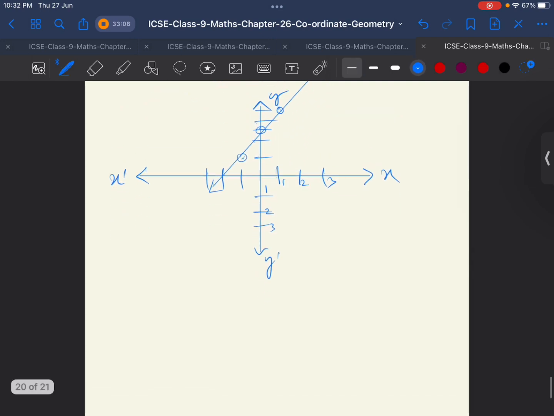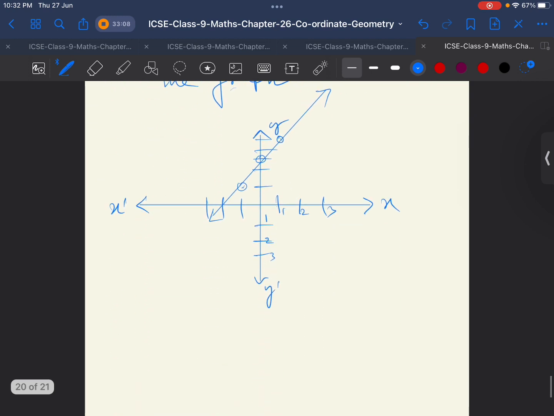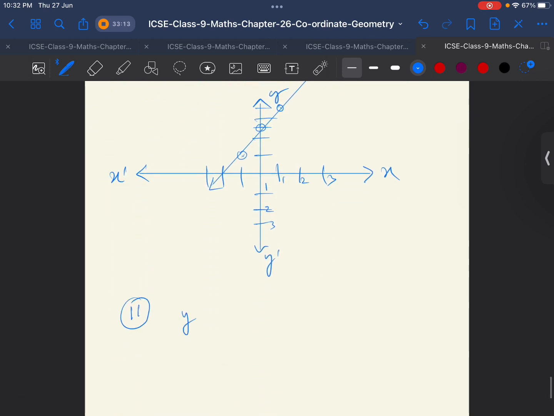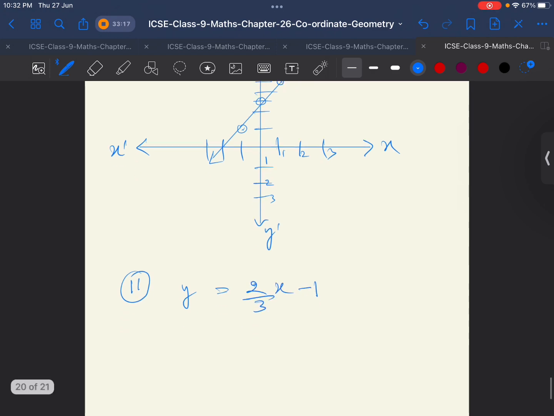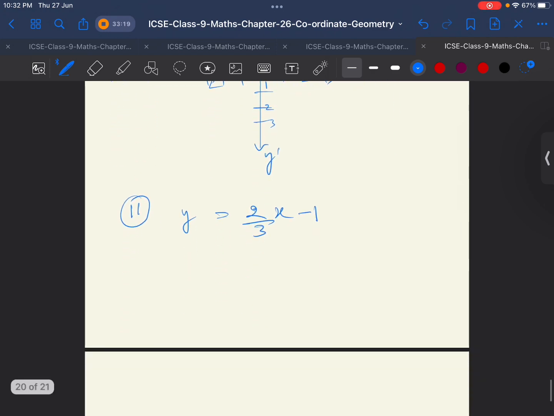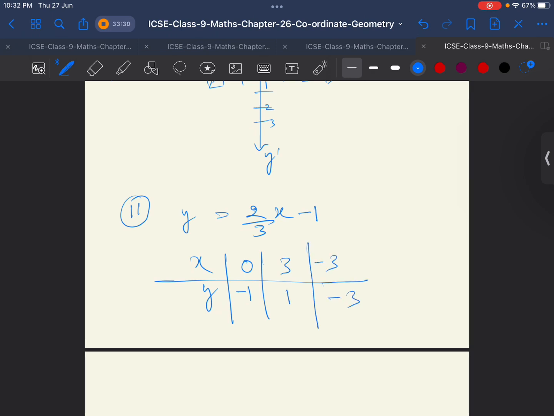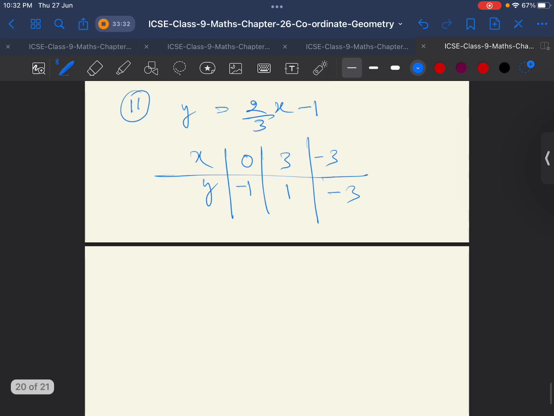So now this is the straight line. Okay, so question number 2: y equals 2/3 x minus 1. So the table is: when x is 0, y is minus 1; x is 3, y is 1; x is minus 3, y is minus 3.